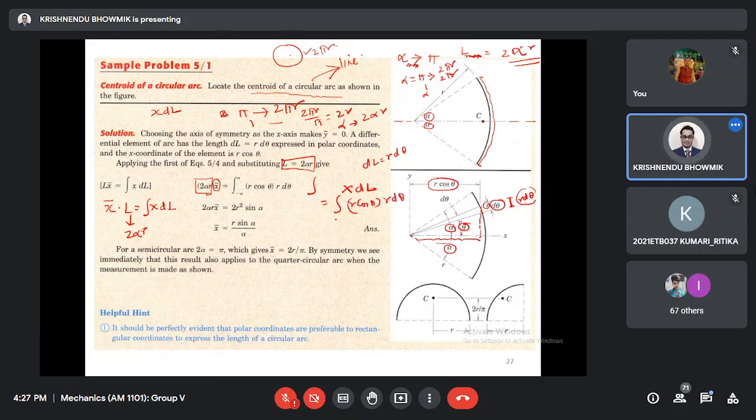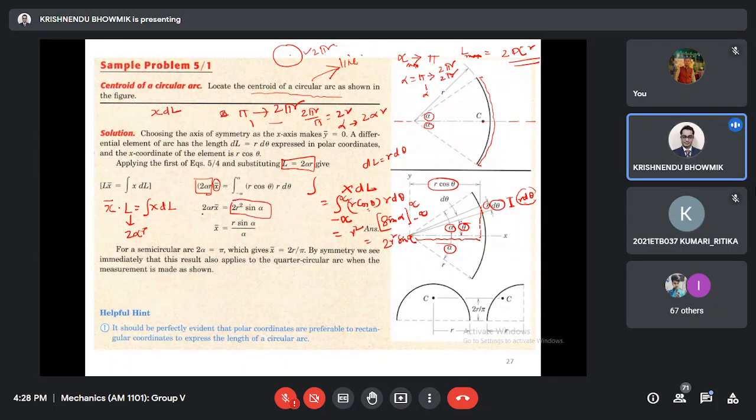What are the integration limits? Minus alpha to alpha. r is constant, so it is r square, integral of cosine theta d theta, which gives sine theta, from minus alpha to alpha. Now sine alpha and sine minus alpha both are positive, so it is twice r square sine alpha.